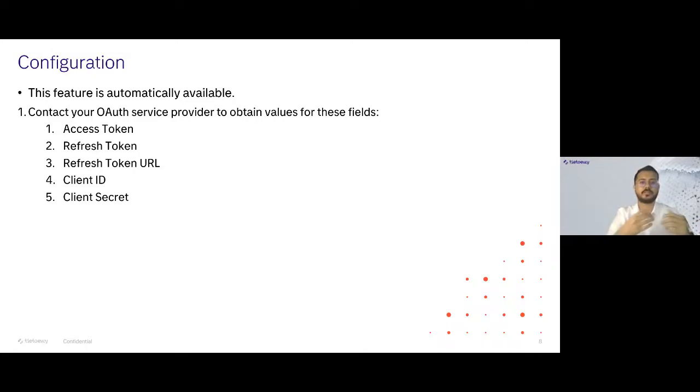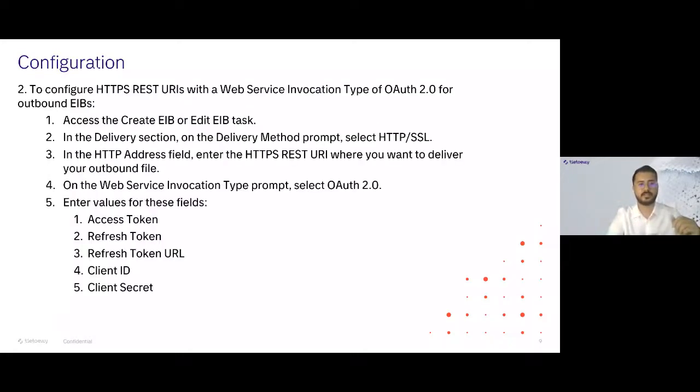For this, we have to get the values from the OAuth service provider. We have to reach out to the OAuth service provider to obtain these particular values. What are these values? These are the access token, refresh token URL, client ID, and client secret. To configure it, we access the Create EIB task or Edit EIB task and go to the delivery section. In the delivery method, we select HTTP or SSL. When we select the HTTP address field, we select the authentication as OAuth 2.0 and enter these values.